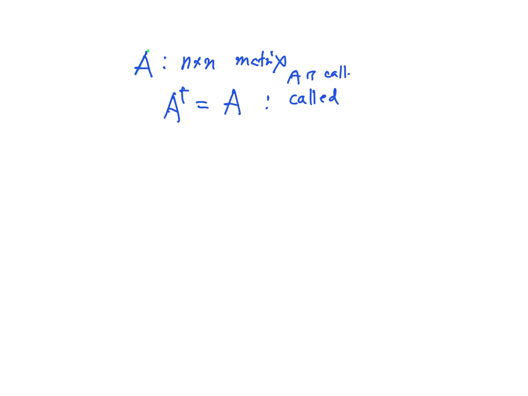Say A is an n by n matrix. When the adjoint of A is the same as A, it is called self-adjoint, or Hermitian.